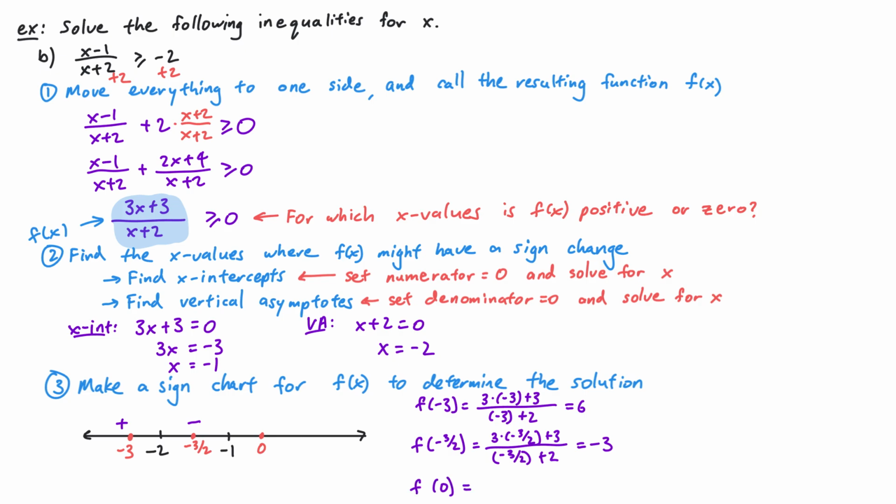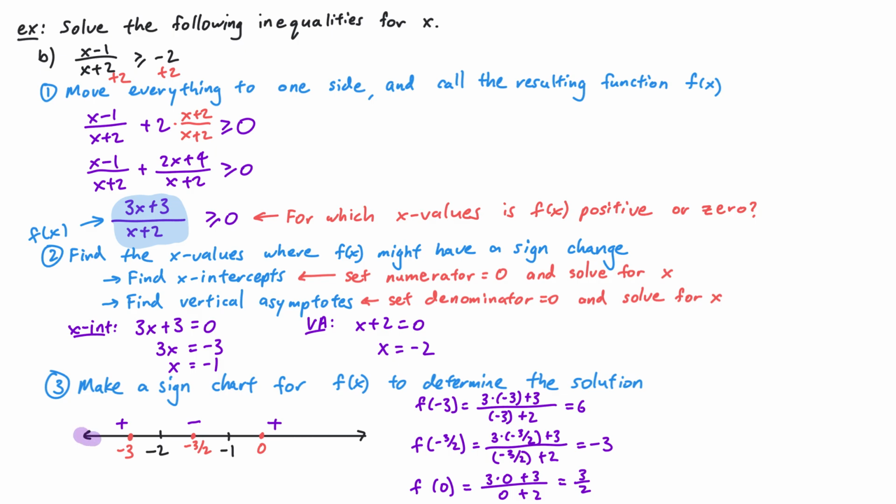Take 0, plug it into the function, and see what you get. f of 0 is 3 times 0 plus 3 divided by 0 plus 2. We end up with 3 in the numerator, 2 in the denominator, so this is 3 halves. And that's a positive number, so on my sign chart, we're going to draw a plus sign above that interval. Now let's remind ourselves what we're looking for. We're looking for the x values for which f of x is positive or 0. So on our sign chart, let's highlight the positive intervals.